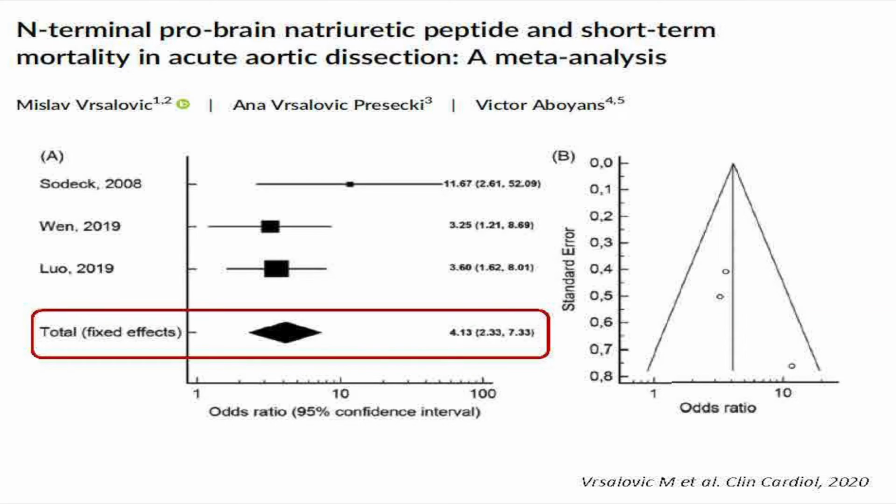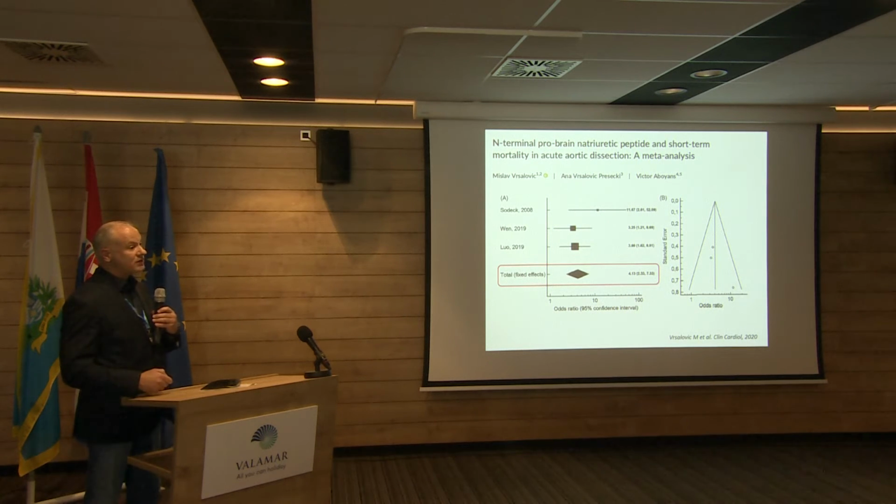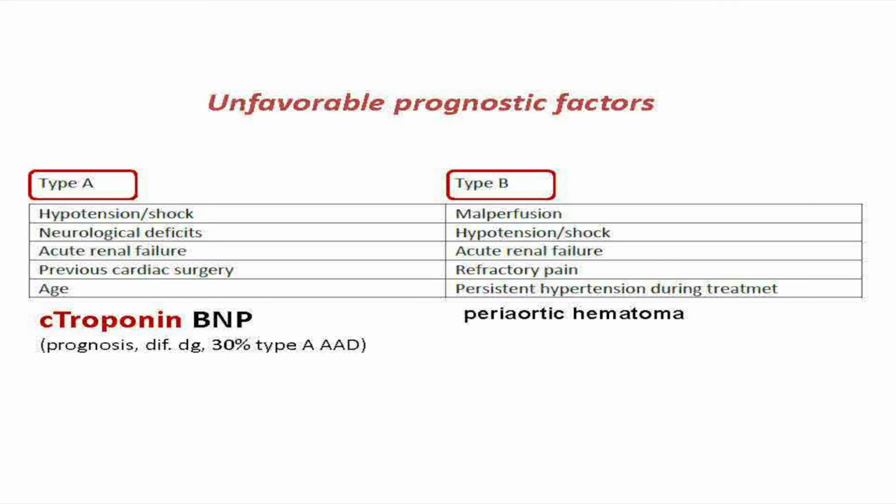Brain natriuretic peptides are behaving in the same manner. So patients with elevated brain natriuretic peptides in the setting of acute aortic syndrome during hospitalizations have 4 times higher risk of in-hospital mortality. So what are the unfavorable prognostic factors?